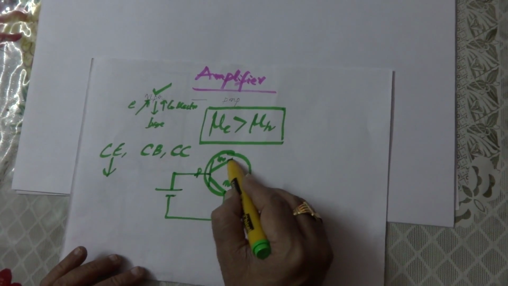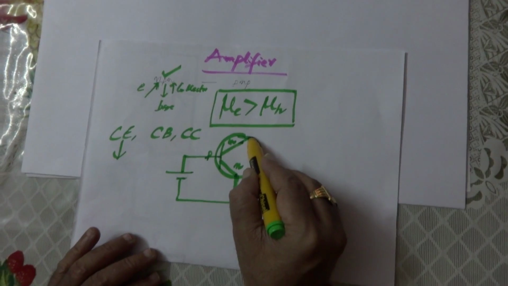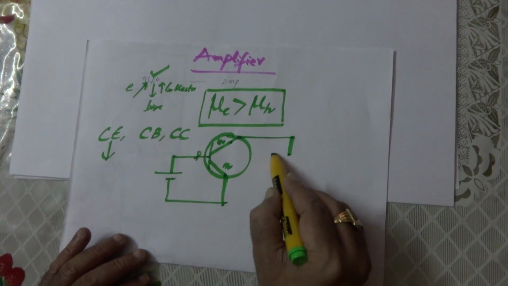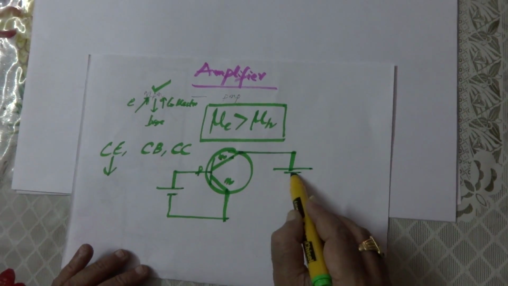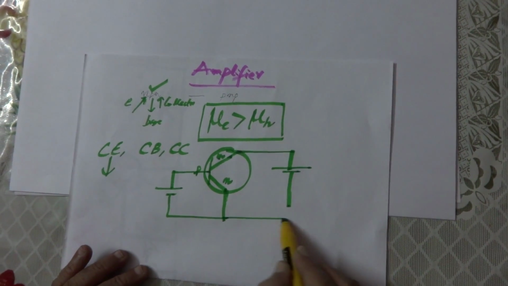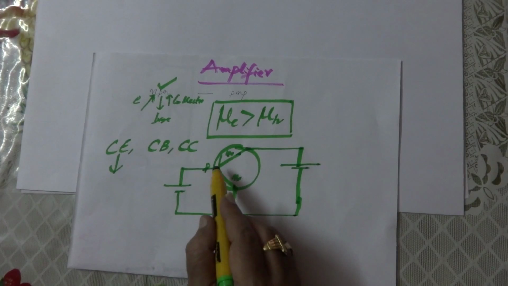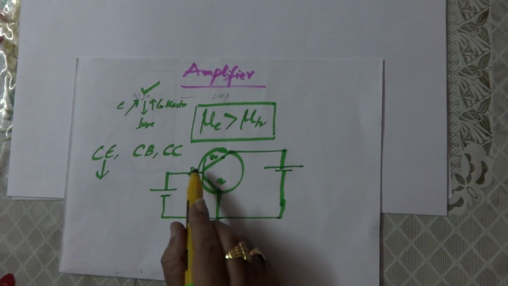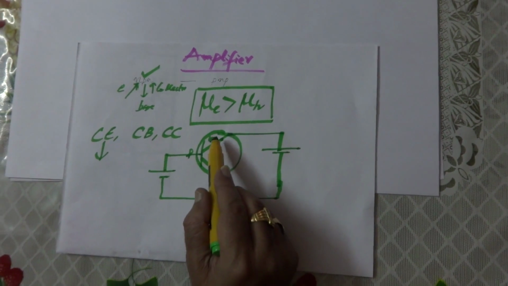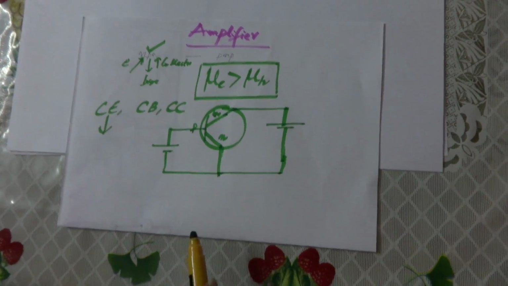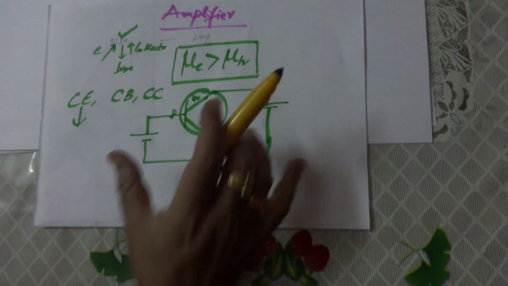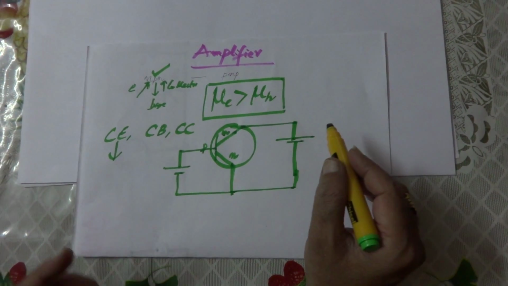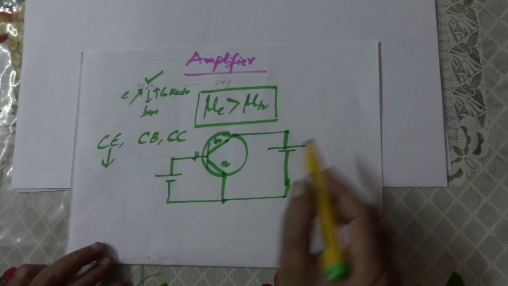Now collector should always be connected in reverse bias. That means N type collector is here, therefore it should be connected to positive. So one must remember the base emitter should always be in forward bias and collector should always be in reverse bias. If you remember these facts, then we can now describe the working of transistor easily.